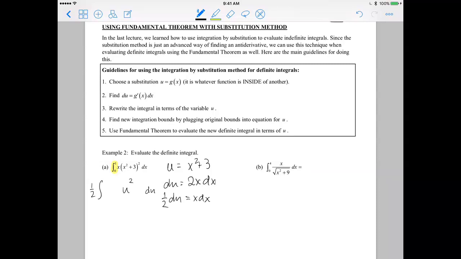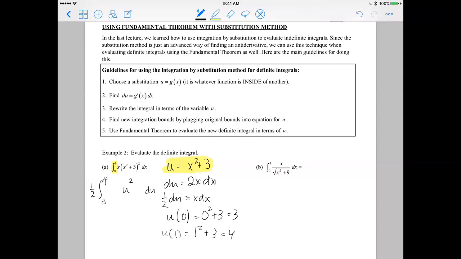And so what I'm going to do is plug in that 0, which is the original lower bound, into my equation for u, which is back up here in yellow, and I'm going to figure out what the new bound is. So that's going to be 0 squared plus 3, which is equal to 3, and so that's going to be my new lower bound. And then my new upper bound is going to be u of 1, which is going to be 1 squared plus 3, which is equal to 4.